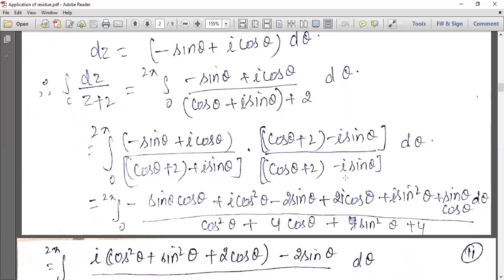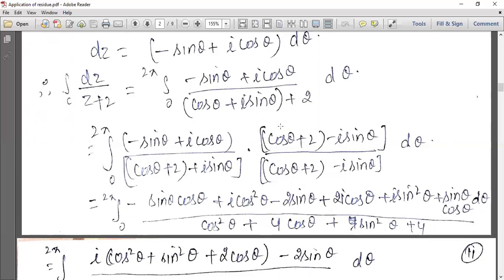Using these two facts, this will be (cos theta + 2) squared, which is cos squared theta + 4 cos theta + 4, and minus b squared. Here b is i sin theta, so this will be i squared sin squared theta. But i squared is minus 1, so this will become plus sin squared theta. This is how you get your denominator, by using the identity a squared minus b squared is (a + b)(a - b), and the fact that i squared is minus 1.